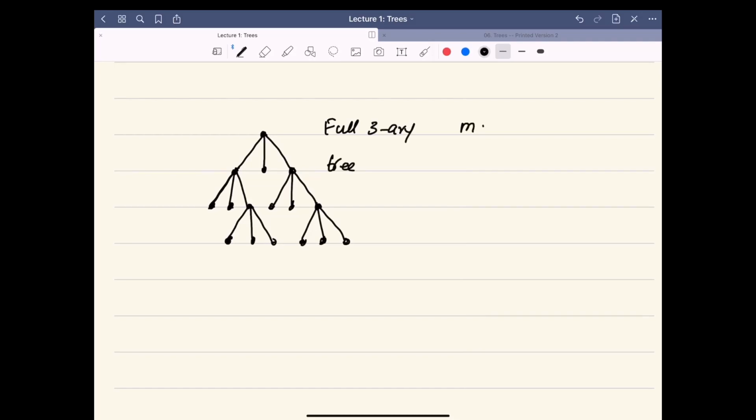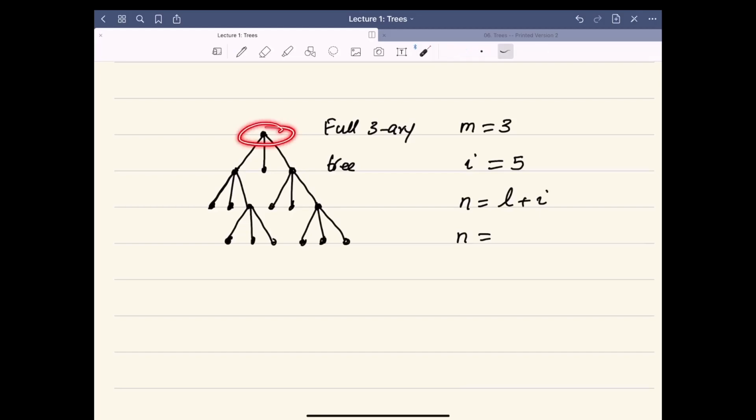So m is equal to 3. And now we need to find the other parameters. I, and you can count I from the tree, it's equal to 5. And also we know that n is equal to L plus I, because for an m-ary tree, the vertices are either internal or leaves. Now, can we find n from the number of internal vertices? The answer is yes. How?